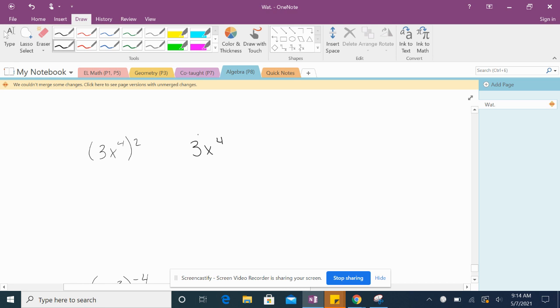And my 3 has an exponent of 1 because I can't see it. It's invisible, so I can put 1.